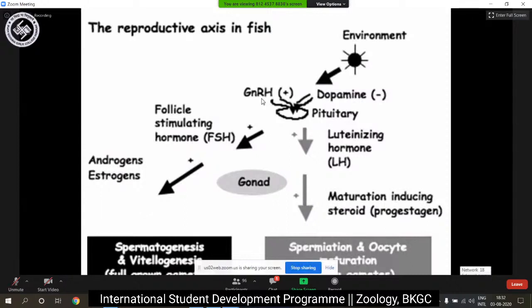But the basic mechanism is like initially during the growth phase, FSH will be stimulated, which will go on for production of androgens in males, production of estrogen in females, ultimately leading to spermatogenesis and vitellogenesis. Whereas during the maturation phase, when the fishes are going to ovulate or going to the process of actual spawning, there will be functional importance of LH, which in turn will be stimulating production of maturation-inducing steroid or progestogens, ultimately leading to spermiation. That means release of sperm and oocyte maturation and ovulation or release of ovum.